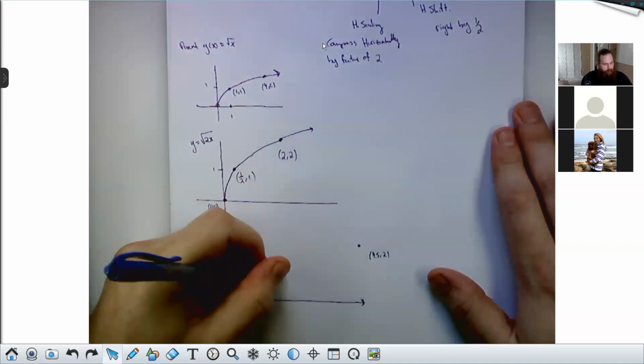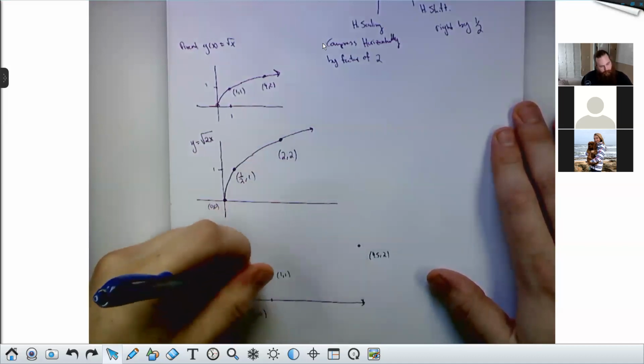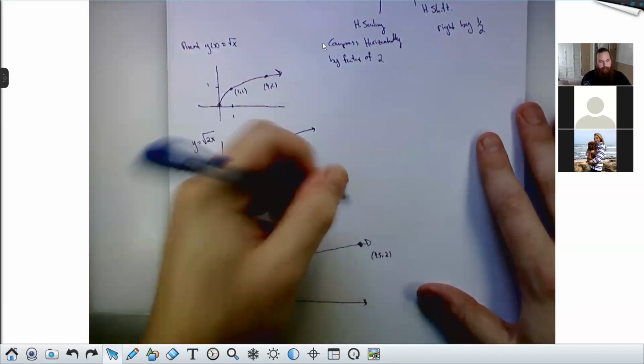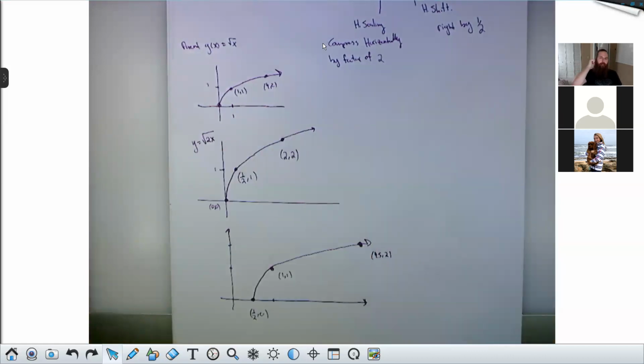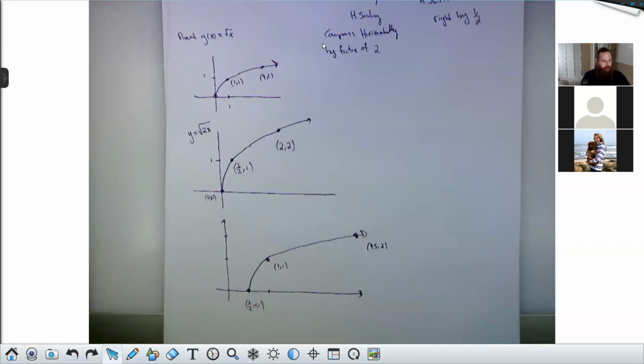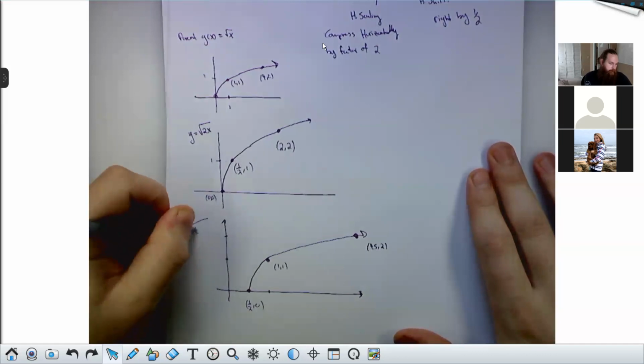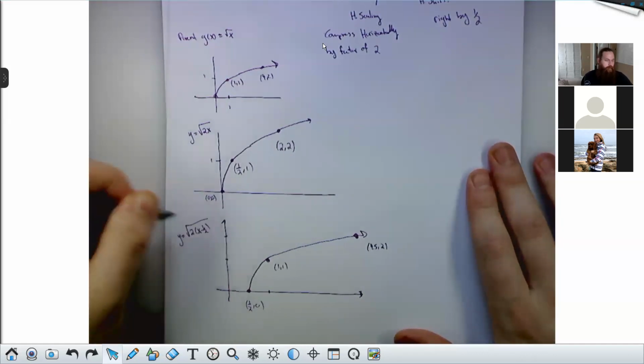This guy is (1, 1). So here's your final graph. This is y equals the square root of 2 times x minus 1/2, which is our function.